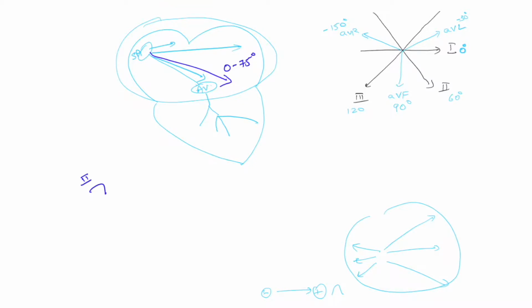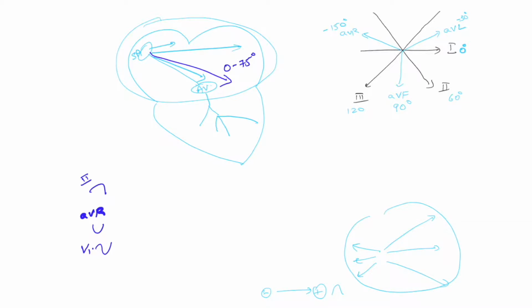On the other hand, if you were to look at AVR, notice that 0 to 75 degrees is actually traveling opposite to AVR. So you would see a negative deflection. And if you were to look at lead V1, V1 would be right about perpendicular to the direction of flow of the atrial depolarization wave. So in essence, the wave of depolarization is going perpendicular to lead V1, and so you would expect to see a biphasic wave.